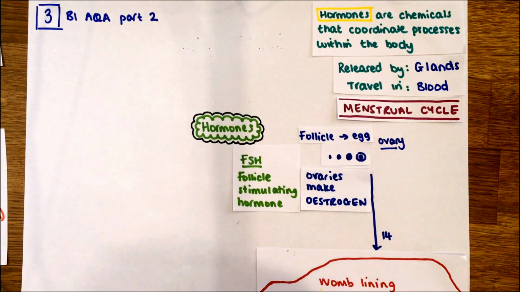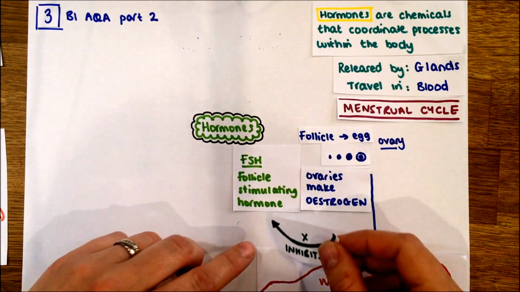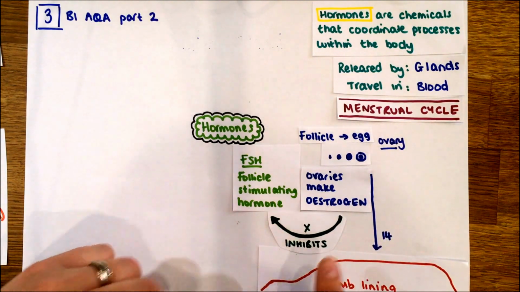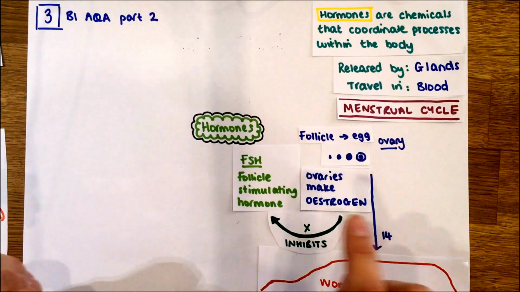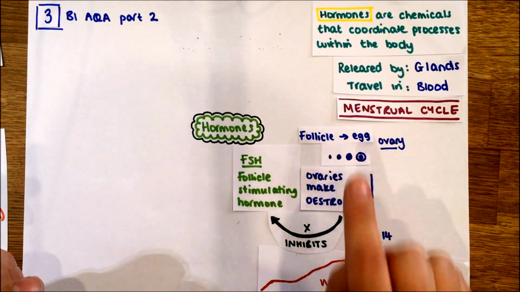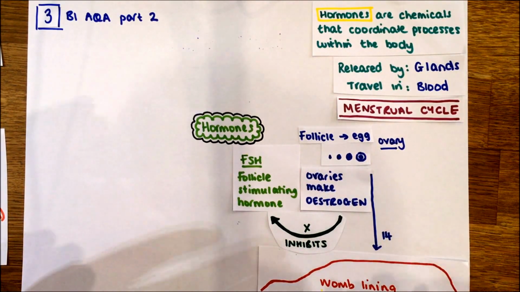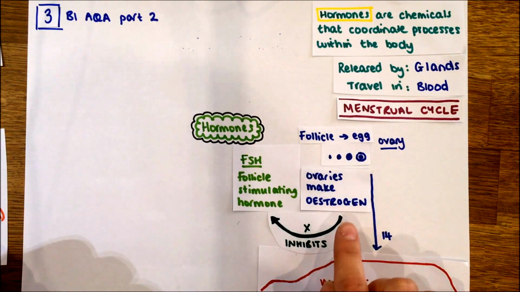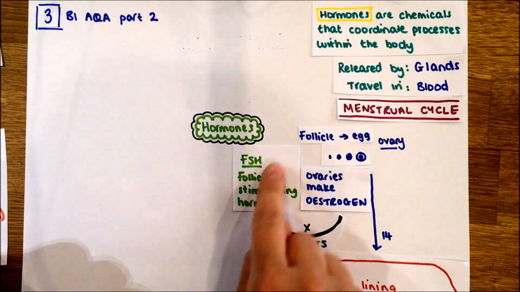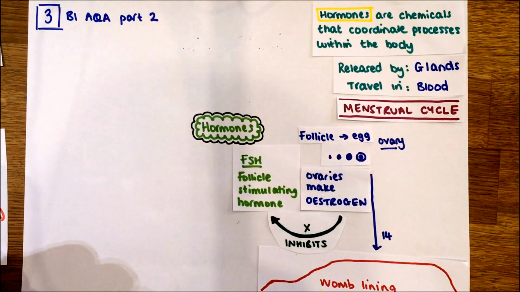But it also, really importantly, and this is often forgotten, goes back and inhibits FSH. It switches it off. The reason being, we only want one follicle to turn into an egg once a month. We don't want any more than that, otherwise we end up potentially with more babies. So it switches it off, so it can't do this process anymore.